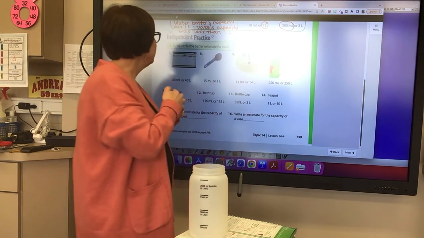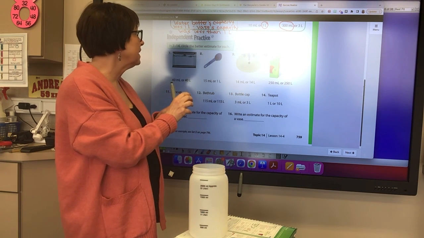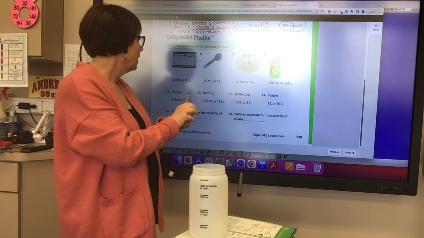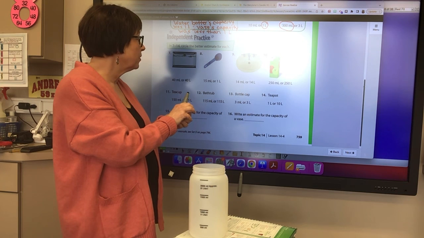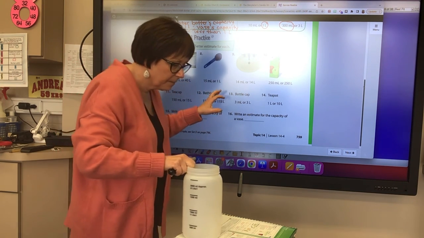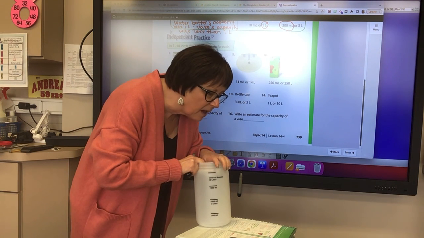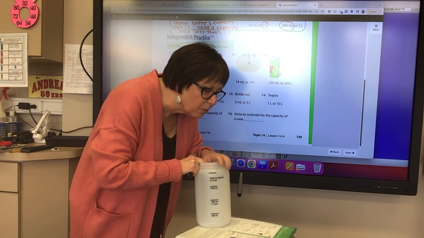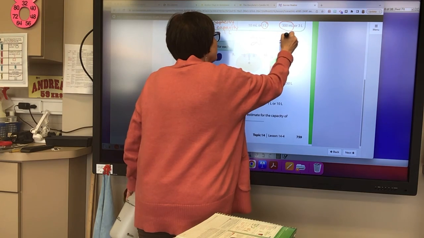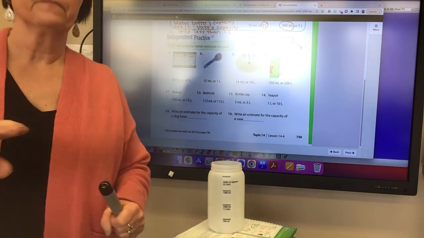Now, it says in 7 through 14, circle the better estimate for each. So I'm going to let you and your partner do 7 through 16. And then I'm going to have you do on the back side 20 and 22. Okay?